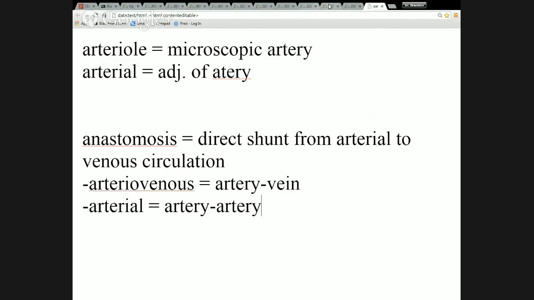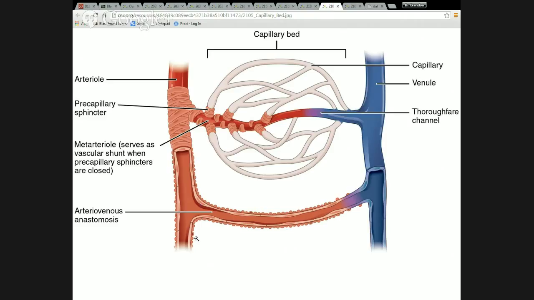Which is not in this picture. Okay, so this is an arteriovenous anastomosis here, going from the arterial side to the venous side of circulation. If we want to completely bypass a capillary bed somewhere, then AV anastomoses, arteriovenous anastomoses, will allow for that bypass. When you're cold and you don't want blood going out to your extremities, then AV anastomoses help to bypass that.